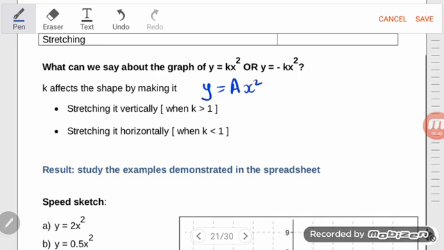Now, if a is between -1 and 0, and not either of those two numbers, then your parabola is going to be stretched horizontally. Same if it's between 0 and +1. And the larger it gets above 1, or the smaller it gets below -1, it will stretch upwards.